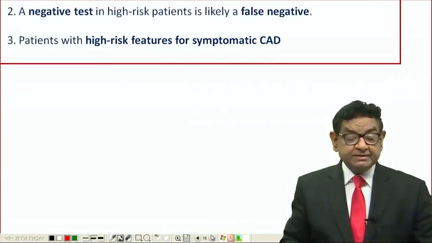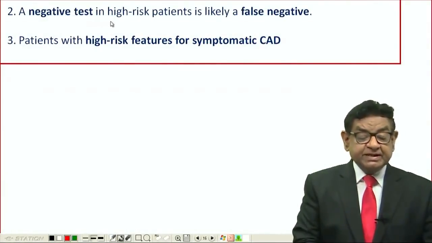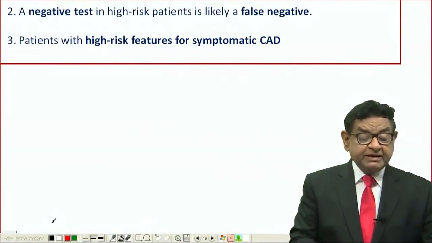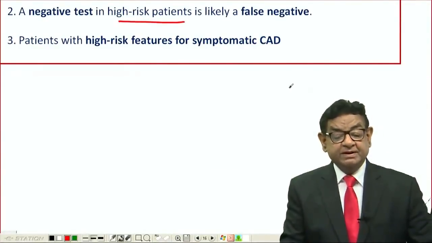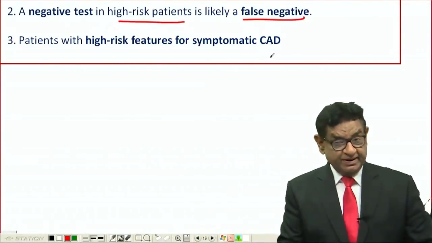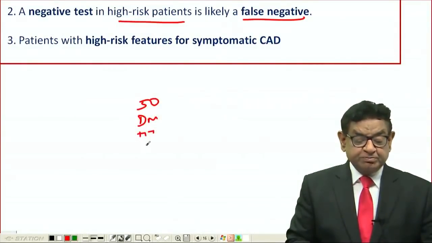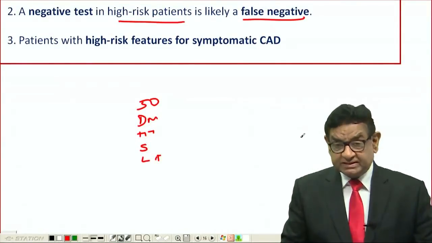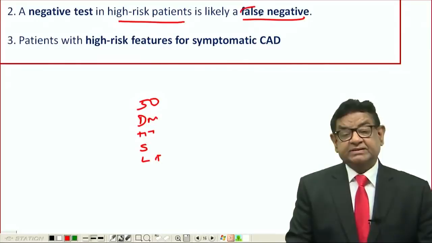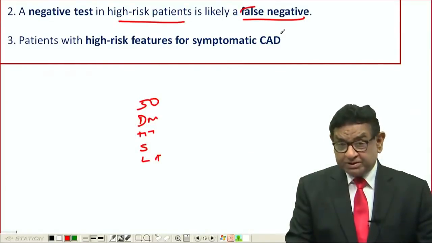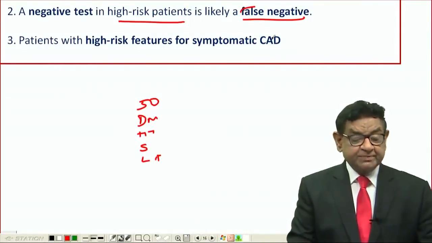And at the other end, a negative test in a high-risk patient may be a false negative. What I mean to say is, I got one patient of 50 years who is diabetic, who is hypertensive, he smokes, and his lipids are increased, but his stress test is negative, so it may be a false negative. So that's the importance of pre-test probability.